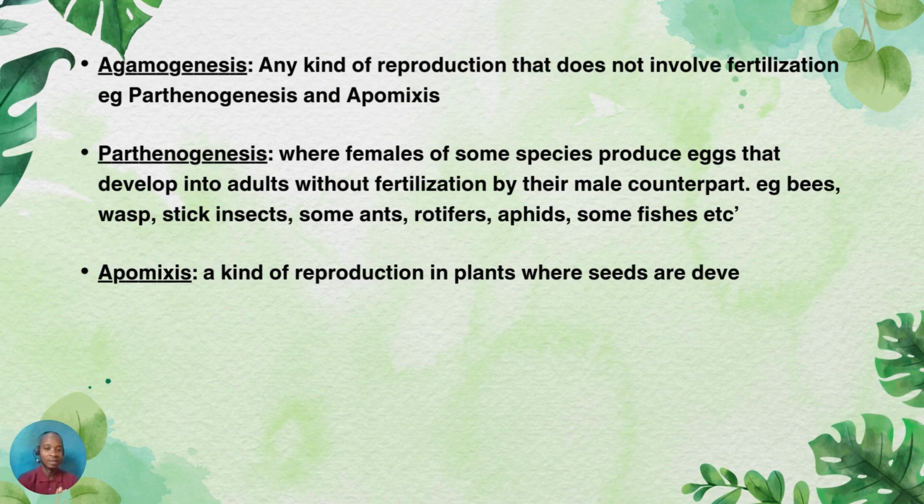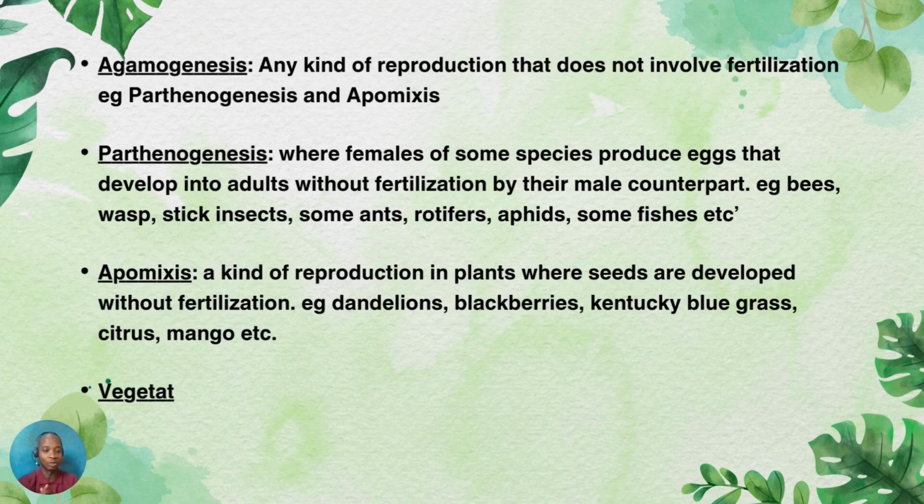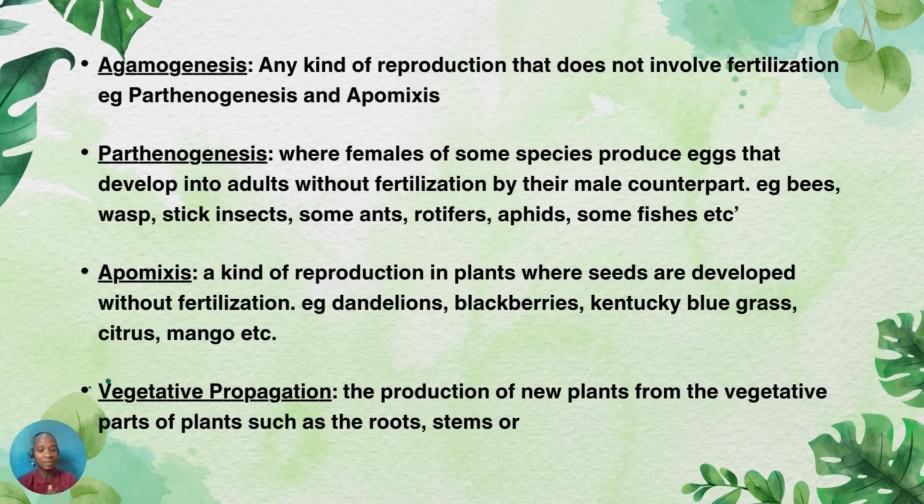Okay. Then we also have apomixis, a form of reproduction in plants where seeds are developed into adults without any fertilization. They grow into seedlings without any seed. We see that in dandelions, blackberries, Kentucky bluegrass, citrus, and mango.